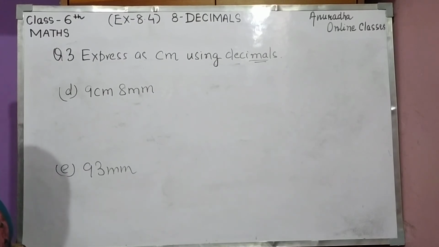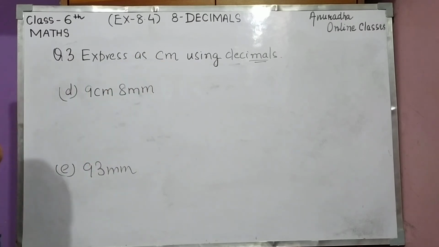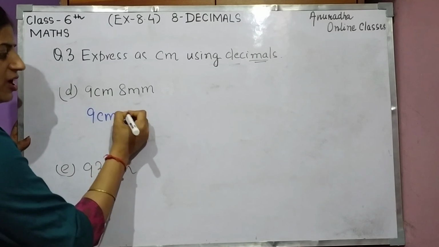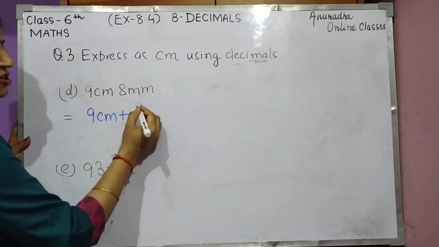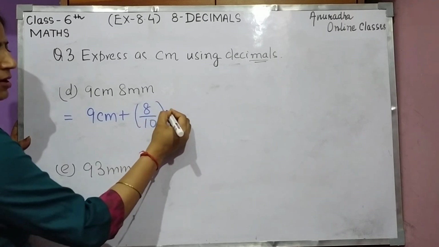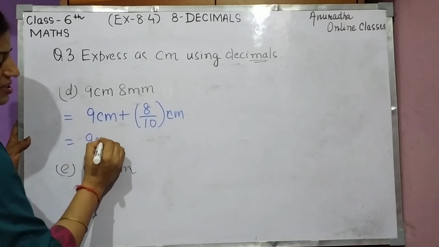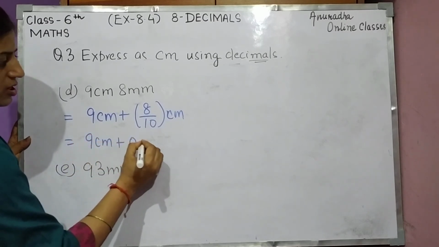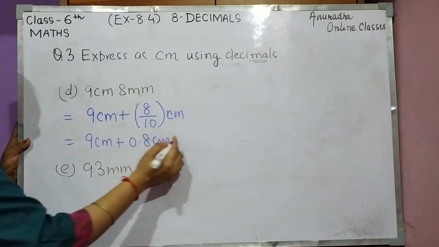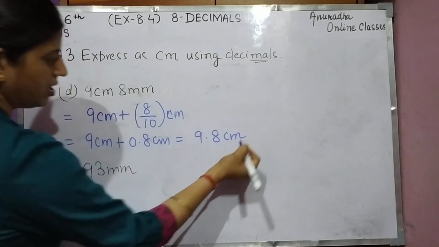Okay children, let's come to the D part, that is 9 centimeter 8 millimeter. You have to change into centimeter. तो 9 centimeter पहले से ही है तो इसको हम change नहीं करेंगे. Plus what is given 8 millimeter, तो we have to change this. This is divided by 10. अब ये बन गया centimeter. Now what is your answer? 9 centimeter plus 0.8 centimeter. 8 tenths, that means 0.8. This is equal to 9.8 centimeter.